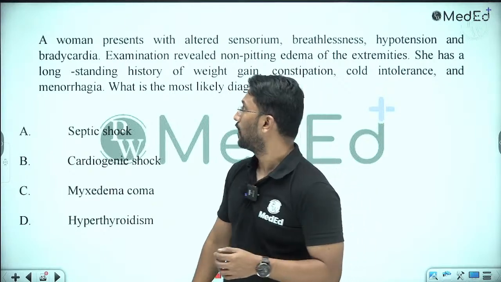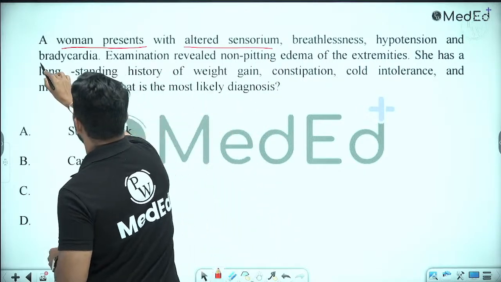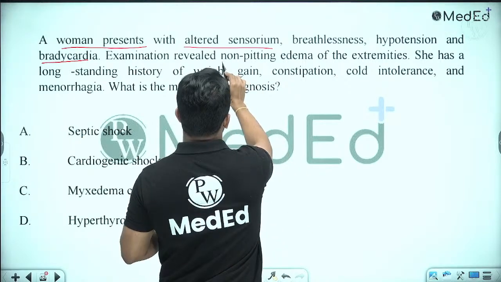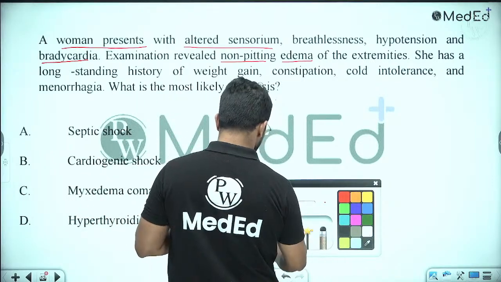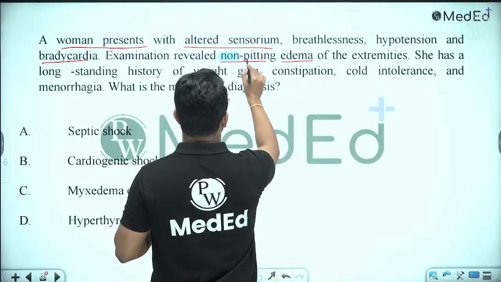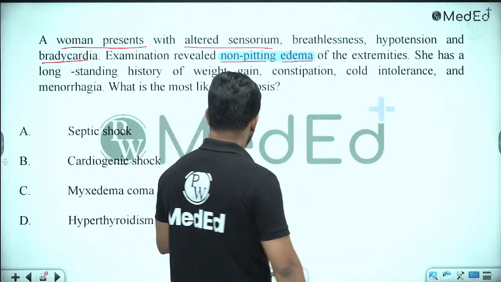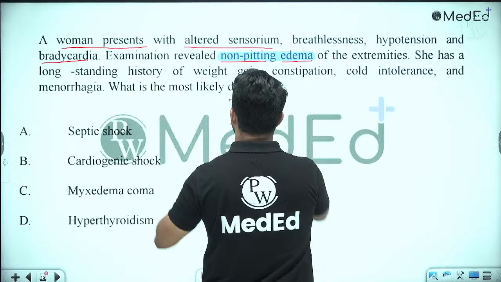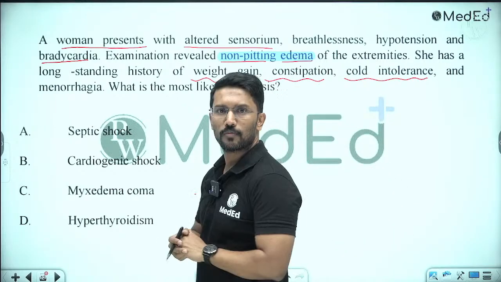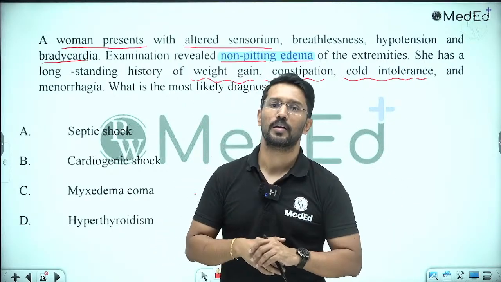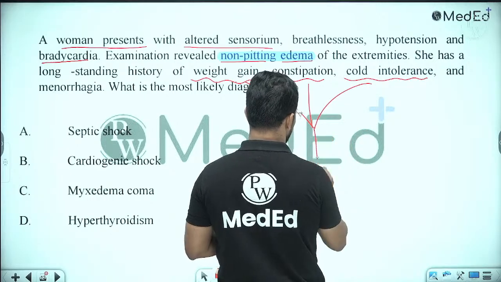Okay, let's move to the next question. A woman presented with altered sensorium, breathlessness, hypotension and bradycardia. Examination revealed non-pitting edema of the extremities. Remember here, I am drawing your attention again, the nature of edema is non-pitting, not pitting. Now, she has a long history of weight gain, constipation, cold intolerance, right? If you see these symptoms, what comes to your mind? Obviously, what comes to my mind is mainly hypothyroidism. This would make me think this is a case of hypothyroidism.